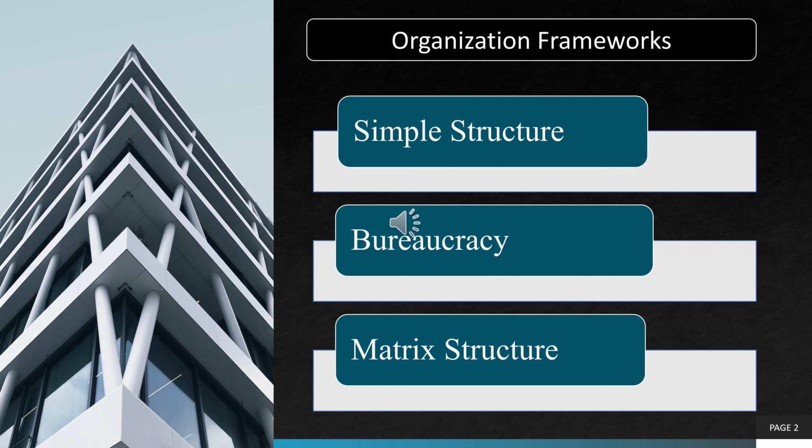Organizations' designs are known by many names and are constantly evolving in response to changes in the way their work is done. We'll start with the three more common organizational frameworks, that is the simple structure, the bureaucracy and the matrix structure.